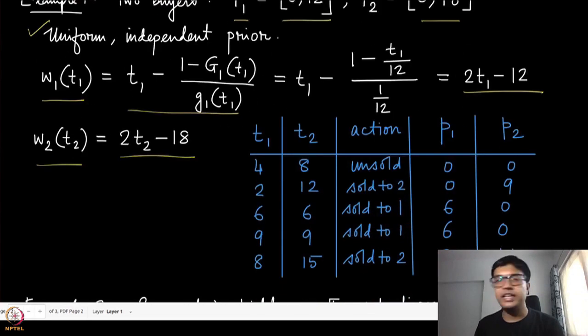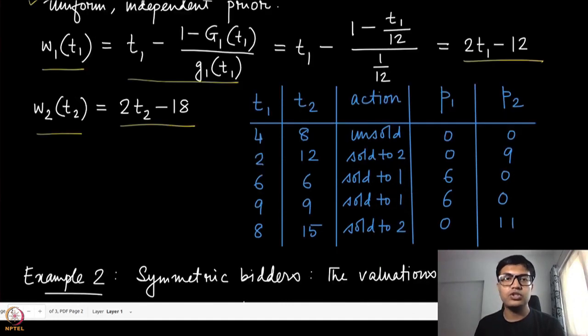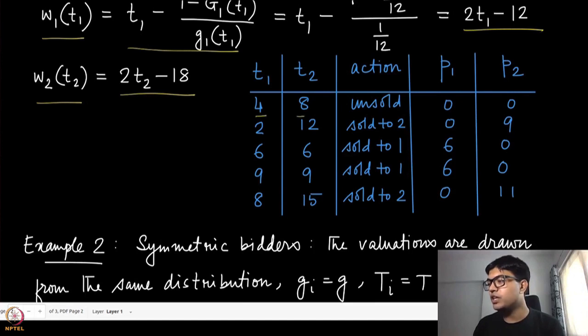Now let us look at various cases of t1 and t2 so that we can visualize who will be the winner and what their payments will be. The first type profile that we are looking at is when t1 is 4 and t2 is 8. Clearly in that case the virtual valuations are both negative, so nobody gets this object. The object is unsold and both players pay 0. Now when t1 is 2 and t2 is 12, you can see that for player 2 the threshold is crossed, so its virtual valuation is positive, but for player 1 the virtual valuation is negative. So it is definitely going to be sold to player 2.